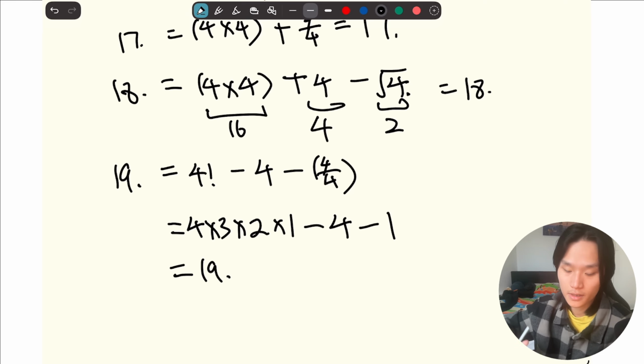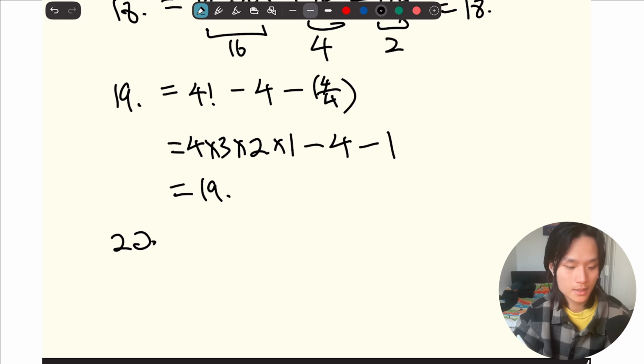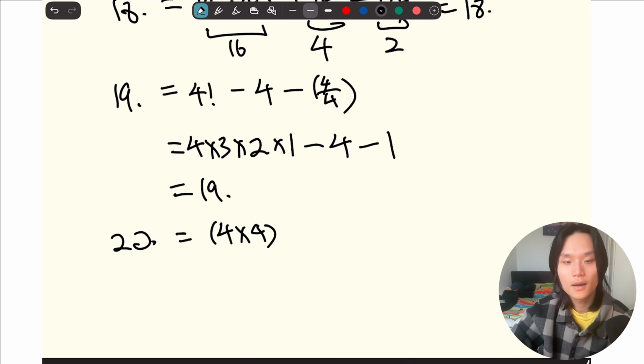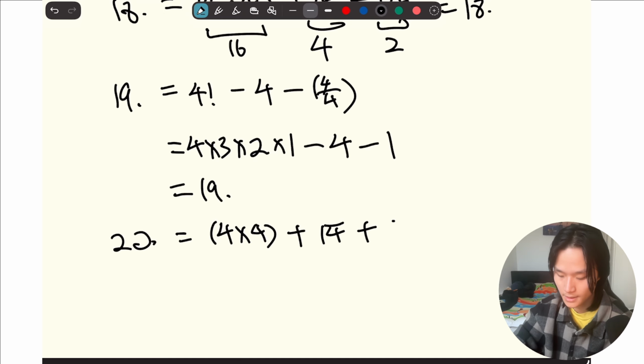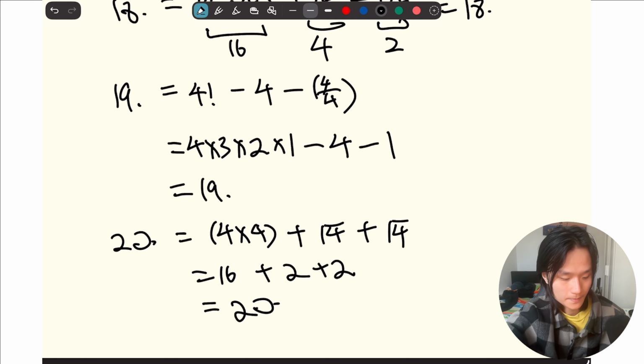So that's very good. And then finally for the number 20, we have 4 times 4 plus the square root of 4 plus the square root of 4. That's just 16 plus 2 equals 20.